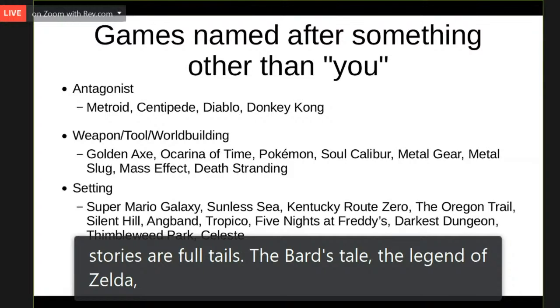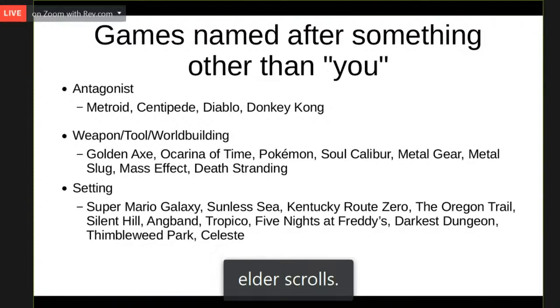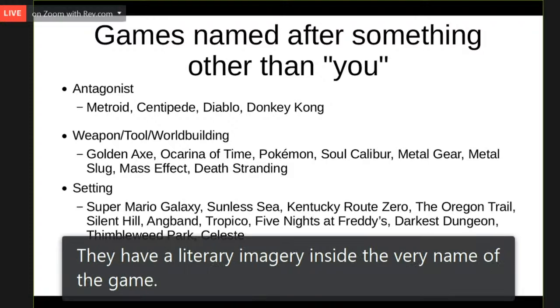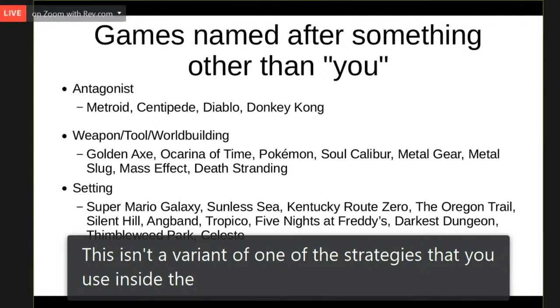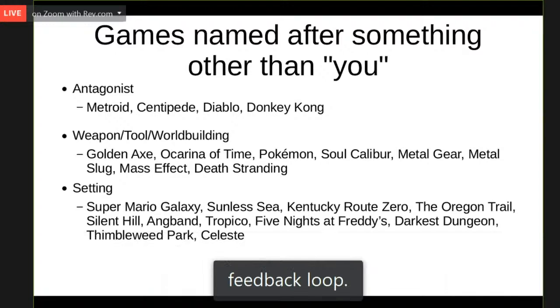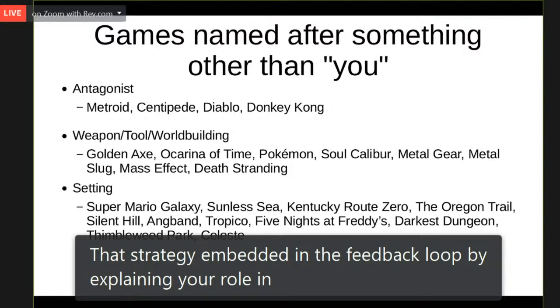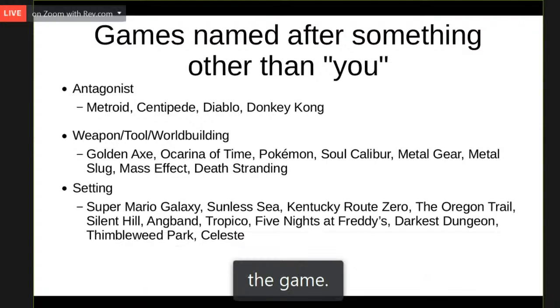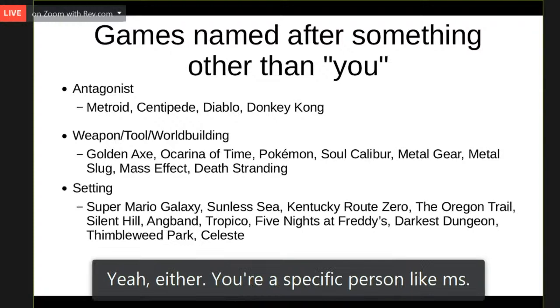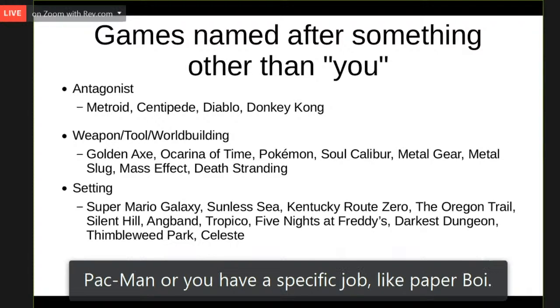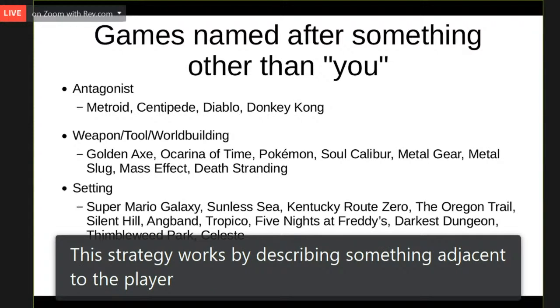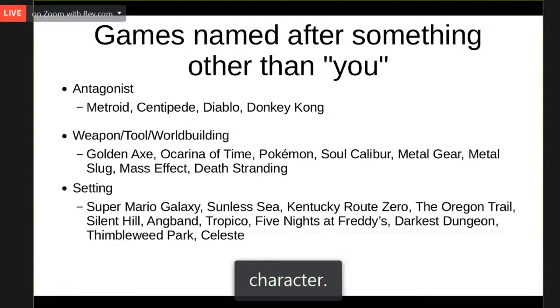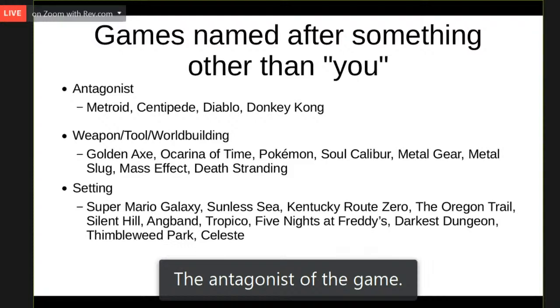This is a variant of one of the strategies that you use inside the feedback loop, or to convey what it's like inside the feedback loop. That strategy embeds you in the feedback loop by explaining your role in the game. Either you're a specific person like Ms. Pac-Man, or you have a specific job like Paperboy. This strategy works by describing something adjacent to the player character, the antagonist of the game, the weapon you use in the game, very often the setting of the game.